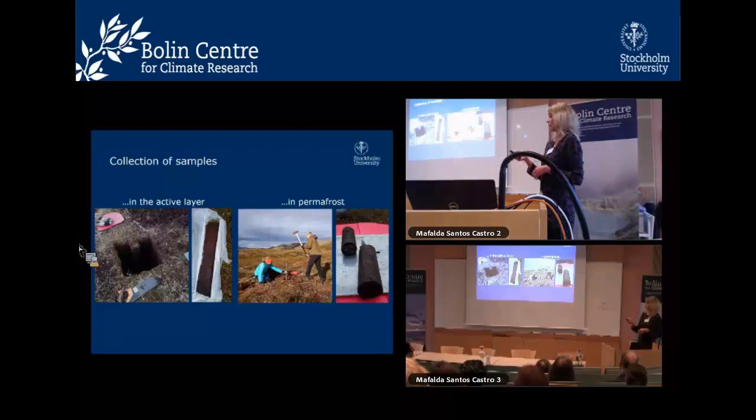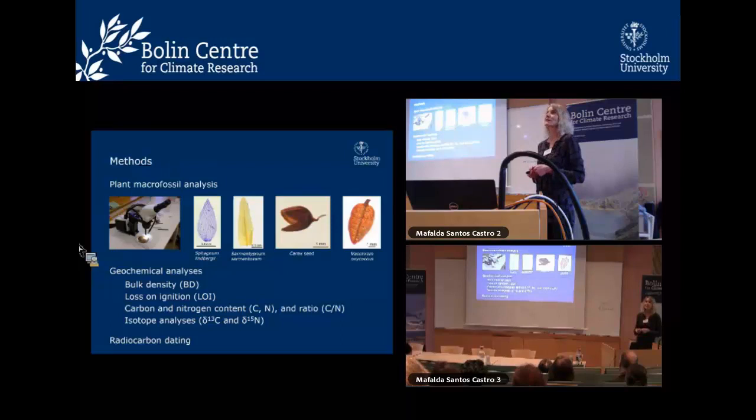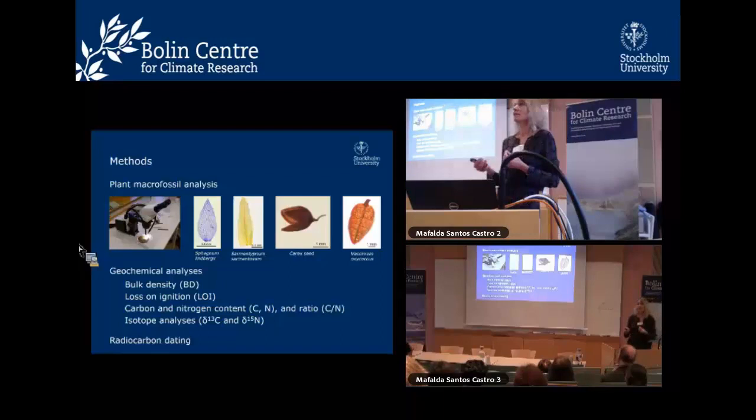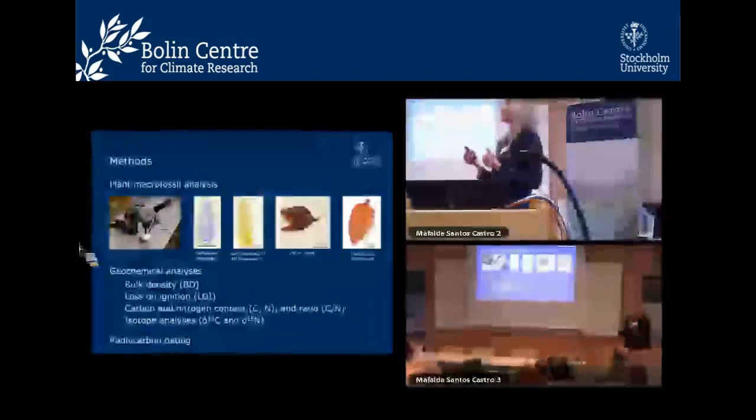And the most time-consuming analysis is the plant macrofossil analysis, looking in detail at the botanical composition of the different peat layers throughout the peat stratigraphies. And the reason why we're interested in this is because we want to know the peatland development, but we also want to know when did permafrost form in these peatlands.